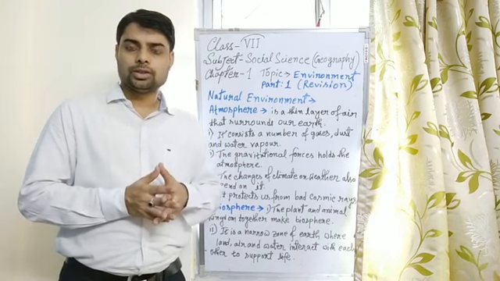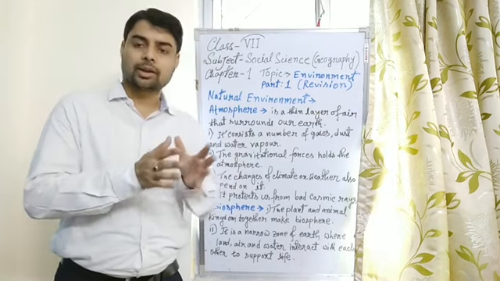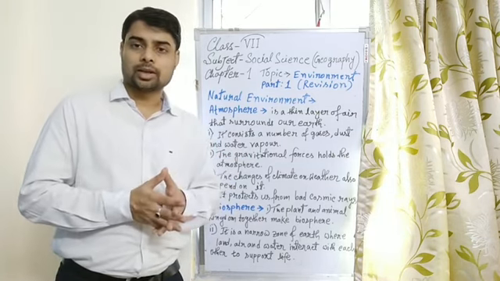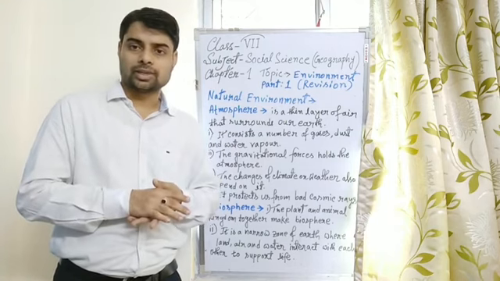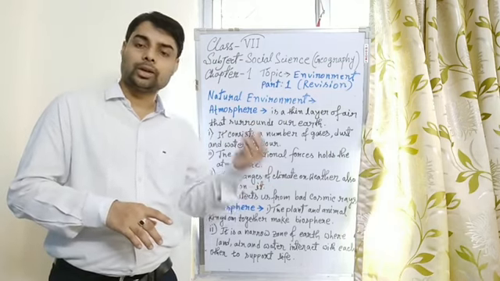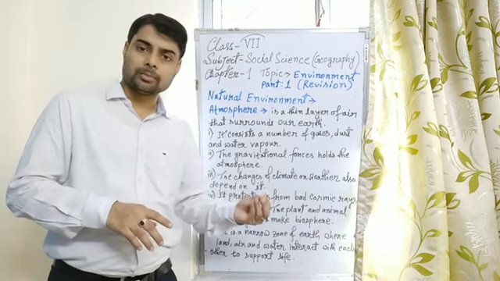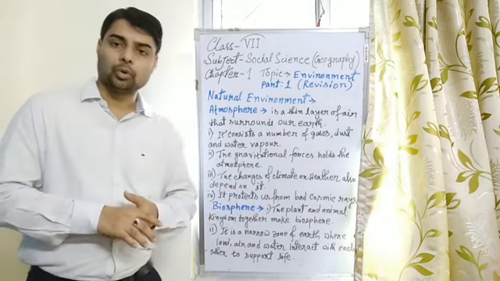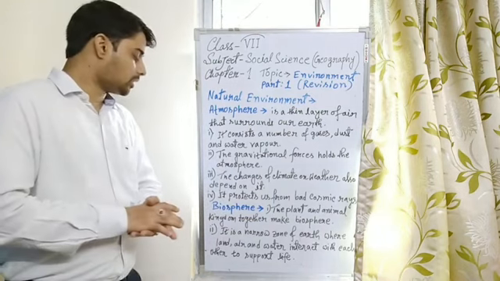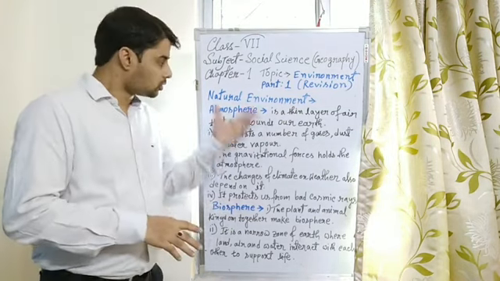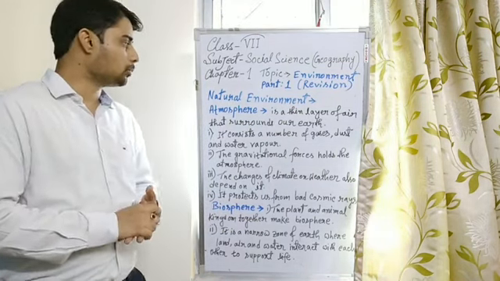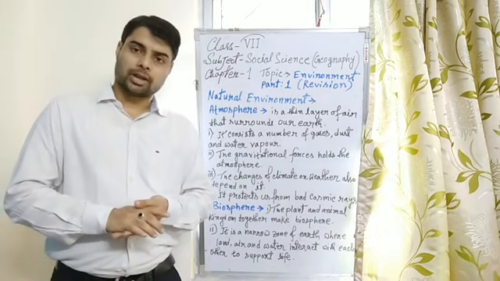And with their interaction life was created long ago on the surface of earth, and today also the plants and animals, all the living things survive on the basis of these components. So that is called biosphere. So these are the four components and all about natural environment.